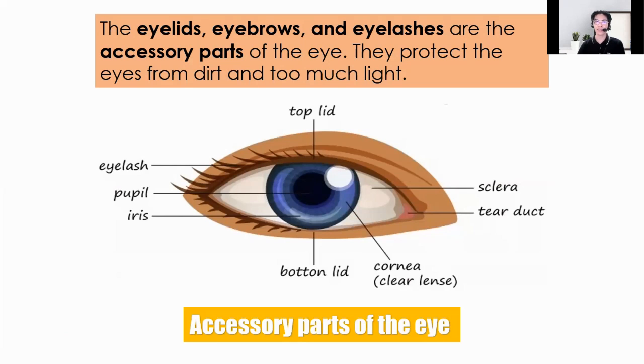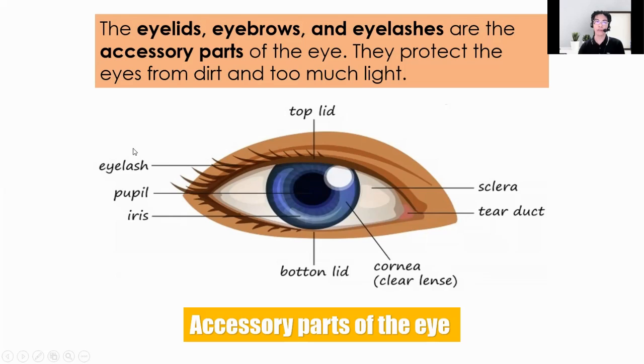The eyelids, eyebrows, and eyelashes are the accessory parts of the eye. They protect the eyes from dirt and too much light. You can see here the top lid, the eyelashes, the pupil, and we have the iris, the bottom lid over here, the cornea or the clear lens, sclera. The sclera is the white portion of the eye, and we have our tear ducts over here.